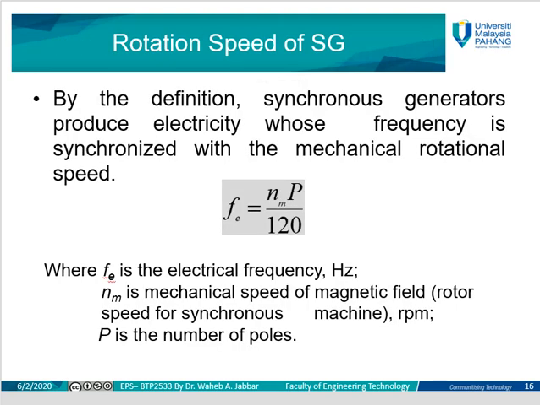The rotational speed of the synchronous generator is equal to the synchronous speed. We said the synchronous machine has only one speed, the synchronous speed, and this speed is fixed or constant. So it will also produce a constant or fixed frequency. So if we want the generator to produce 50 hertz or 60 hertz, then we are going to select the proper number of poles and the proper speed value for the machine.